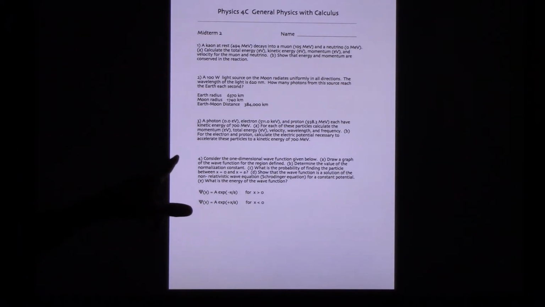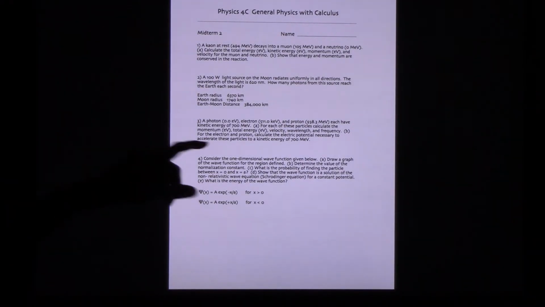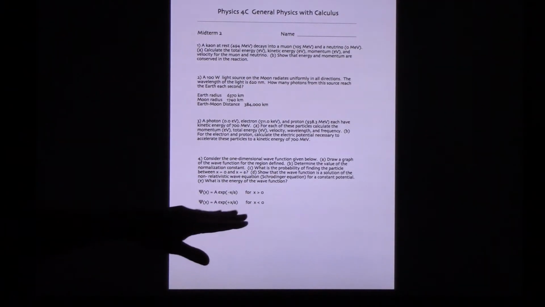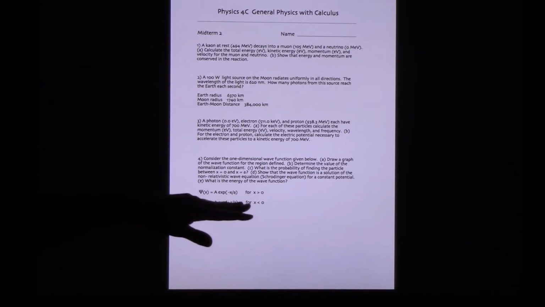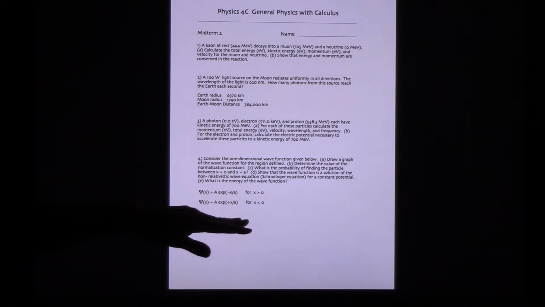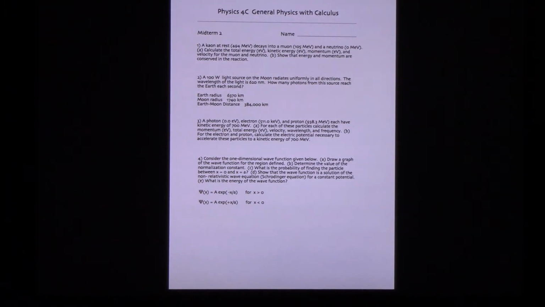But what we're doing here in problem 4, we're looking at a one-dimensional wave function, and here it is. So it's a different function than we've looked at before. We have looked at Gaussian wave functions. We have looked at sine functions being used as wave functions. We've looked at complex exponentials as wave functions. This is a little different.